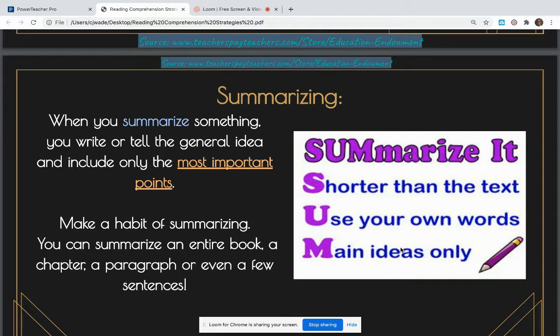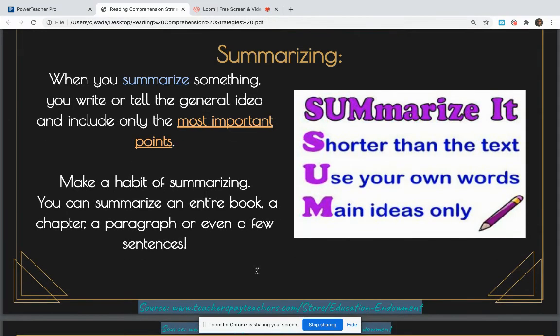Shorter than the text. You need to use your own words. Do not plagiarize, or else I'll have to send Miss Buchanan, the plagiarism police, to your door. And use main ideas only. We are only hitting the main points of the text. We do not want every little detail in our summary.